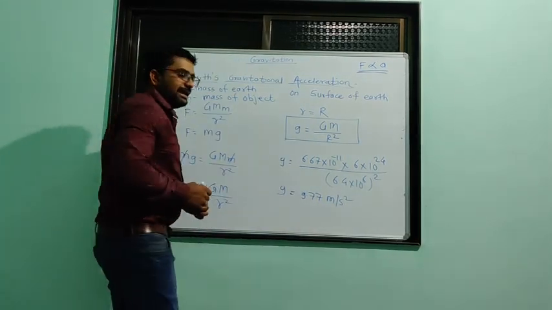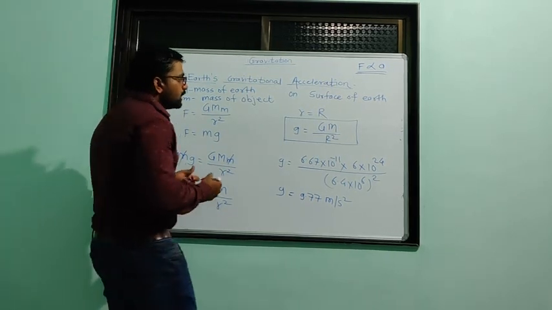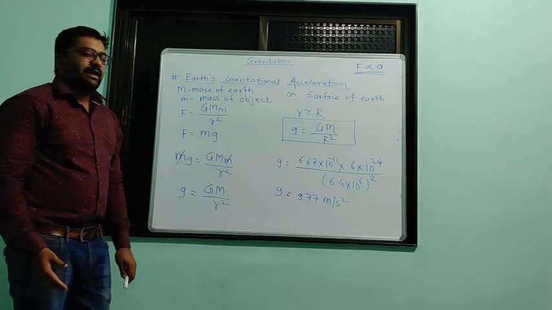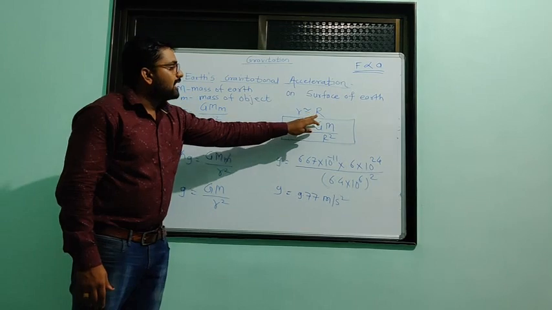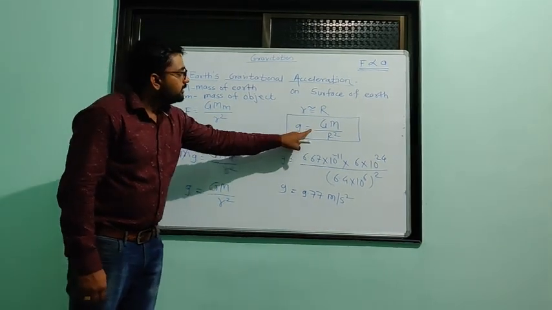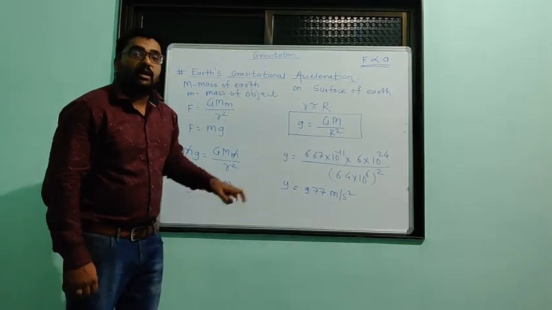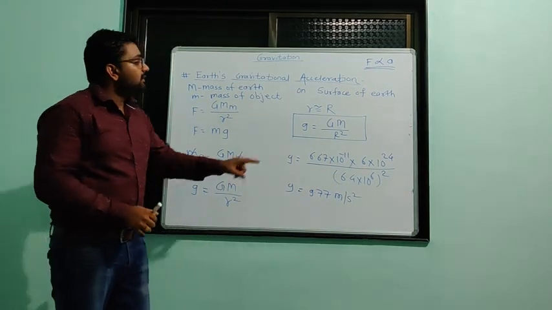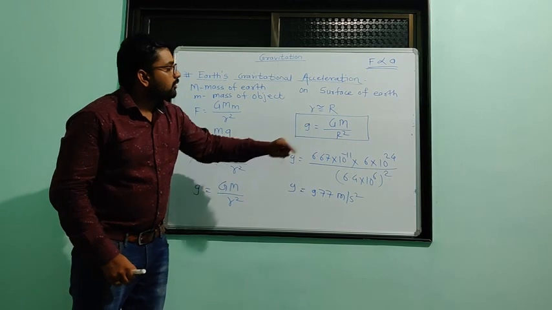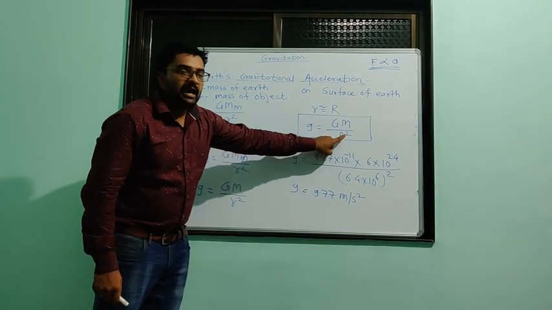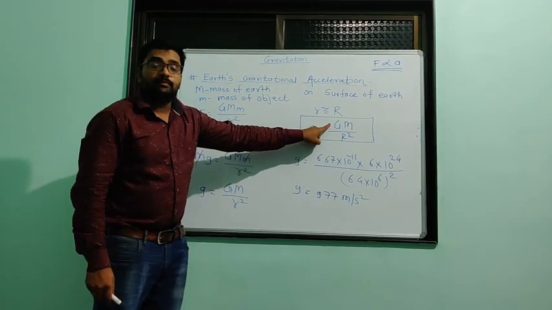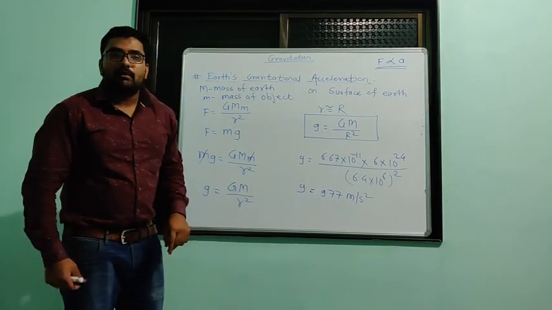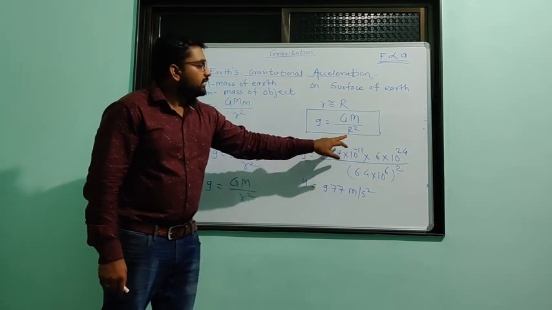If the object is very near the Earth's surface, R will be nearly equal to capital R, because the object is very near the surface, so that distance does not matter, we neglect it and take R equal to capital R, the radius of Earth. So g is equal to capital G capital M divided by R square, where g is called the acceleration due to gravity, the Earth's gravitational acceleration, indicated by small g. Here capital G is the universal gravitational constant, capital M is the mass of Earth, and R is the radius of Earth.